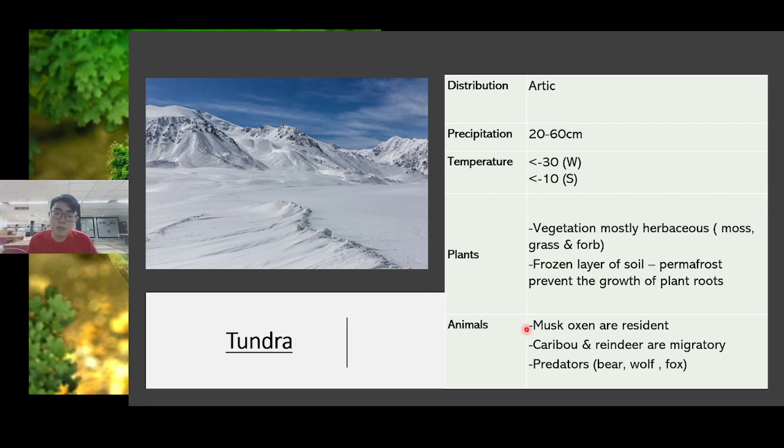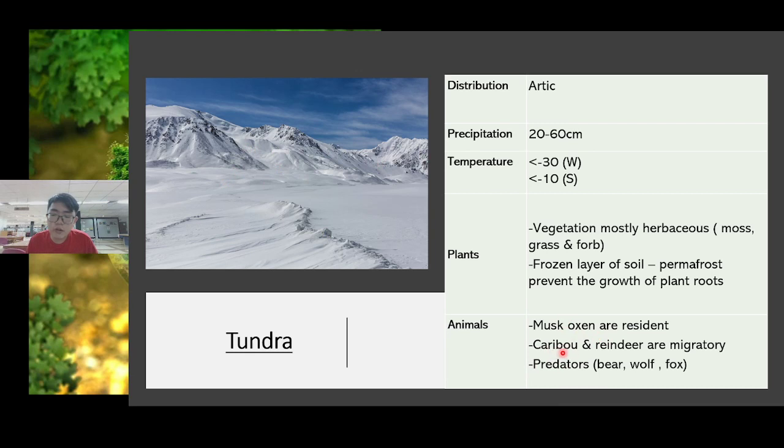And then for the animals, mostly musk oxen are resident. Musk oxen is one kind of animal. If I'm not mistaken, I think it's one type of cow, but that cow has a lot of feathers, or fur. You can Google search it, and the picture is more detailed. You can say it is one type of cow, but the fur is very thick. The cow in Malaysia has no fur at all, it only has skin. But the musk oxen has very thick fur because in this kind of place, they have to tolerate and adapt to the cold environment.